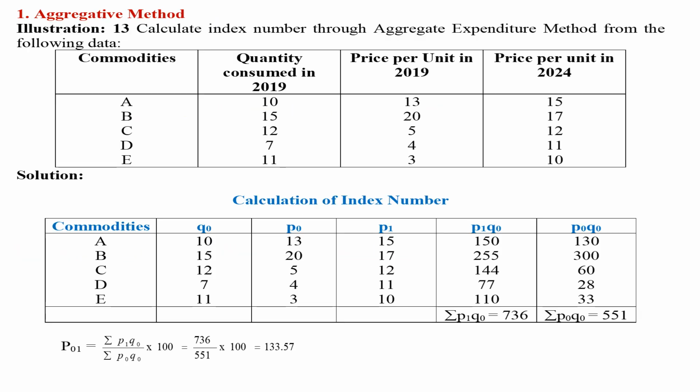Aggregative method. In illustration 13, it is required to calculate index number through aggregate expenditure method. 6 columns table should be prepared. In first 4 columns, the data as given in illustration should be recorded. Fifth column is for P1 into Q0. Sixth column is for P0 into Q0. Sums of the last 2 columns should be calculated, and these values should be applied in the formula to know the index number through aggregate expenditure method.